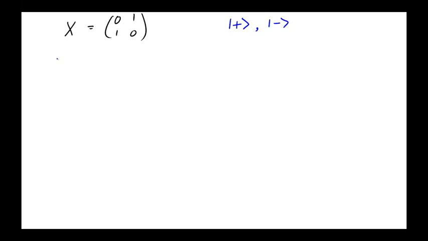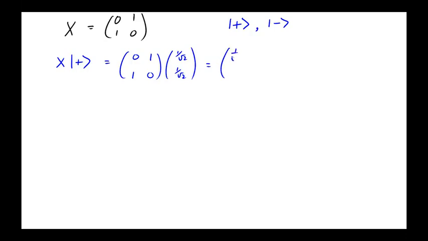Okay. So what does X do to plus? Well, let's write it out in the usual vector notation. So what's plus? It's 1 over square root 2, 1 over square root 2. And what's this product? It's exactly 1 over square root 2, 1 over square root 2. Right? So what's the corresponding lambda? What's lambda sub plus? Well, it's exactly 1. Okay, so X maps plus to plus.